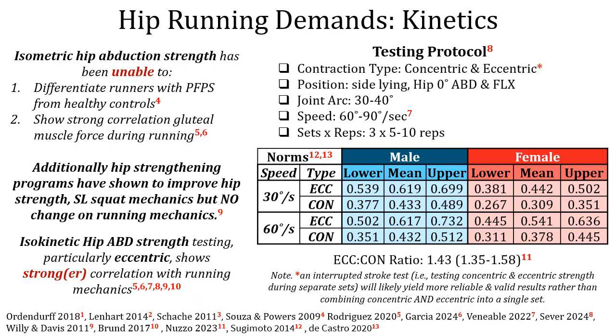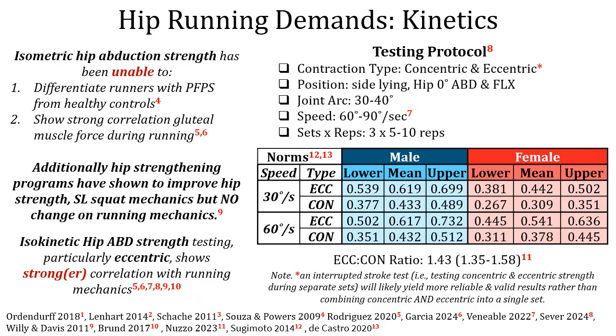And so an interrupted stroke test will likely yield more reliable and valid results rather than combining concentric and eccentric into a single set. So just from a coordination standpoint and methodology and protocol for testing, it would be strongly recommended to just use one set where you're only testing eccentric, and then do another set where you're testing concentric, rather than trying to combine them both.